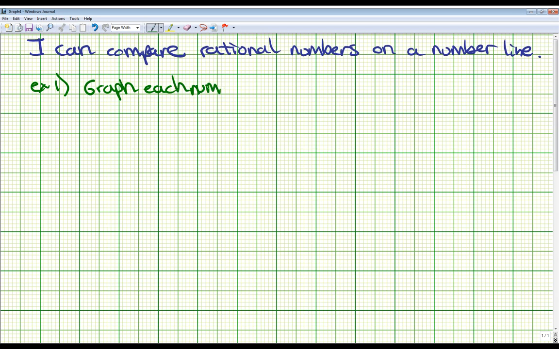Whoops, forgot the N there. Number and its opposite. And remember, we learned what opposites were from lesson 1 from this chapter. So we have A, which is giving us 3/4, and they want us to graph that in a number line with its opposite. So let's make a number line.